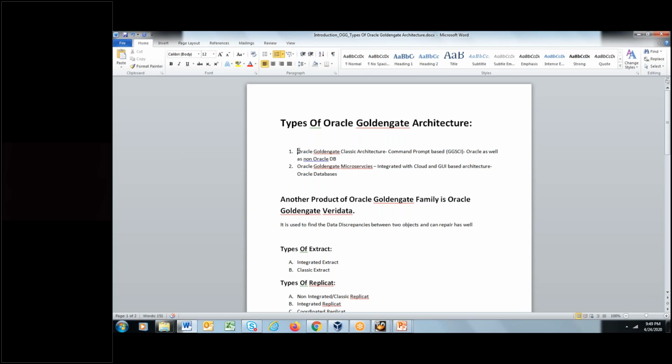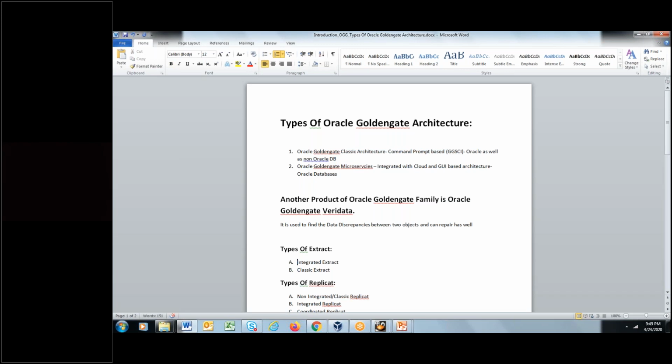Does anyone else have that question? I mentioned classic architecture and microservices architecture, and nowhere did I mention the integrated one, right? So does the integrated one not exist? Definitely many of you would have that question. So remember, this is where the terminology difference is.